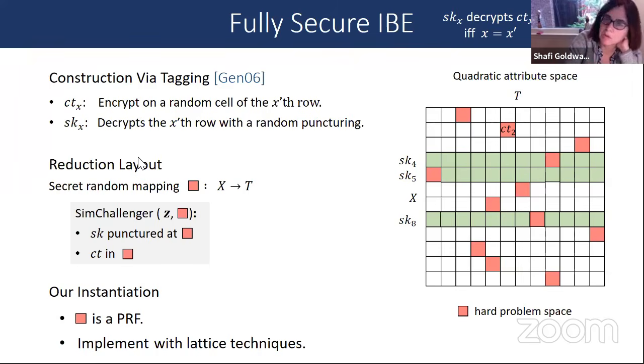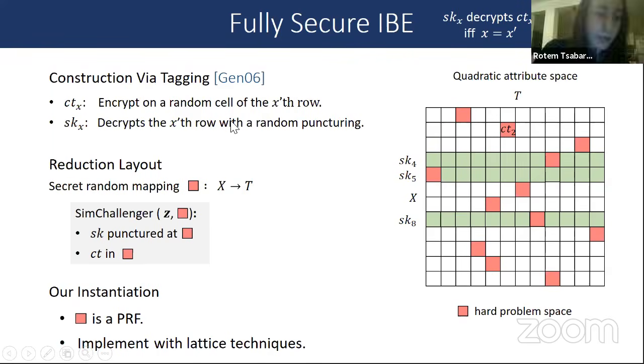Oh, Rotem. Yes. So this is a secret key method, right? Sorry? This is a secret key method or public key? At the end, you're going to have public key or secret key encryption? No, it's a public key encryption. If I assume that the underlying selectively secure scheme is public key, then are you concerned about the tags being revealed?